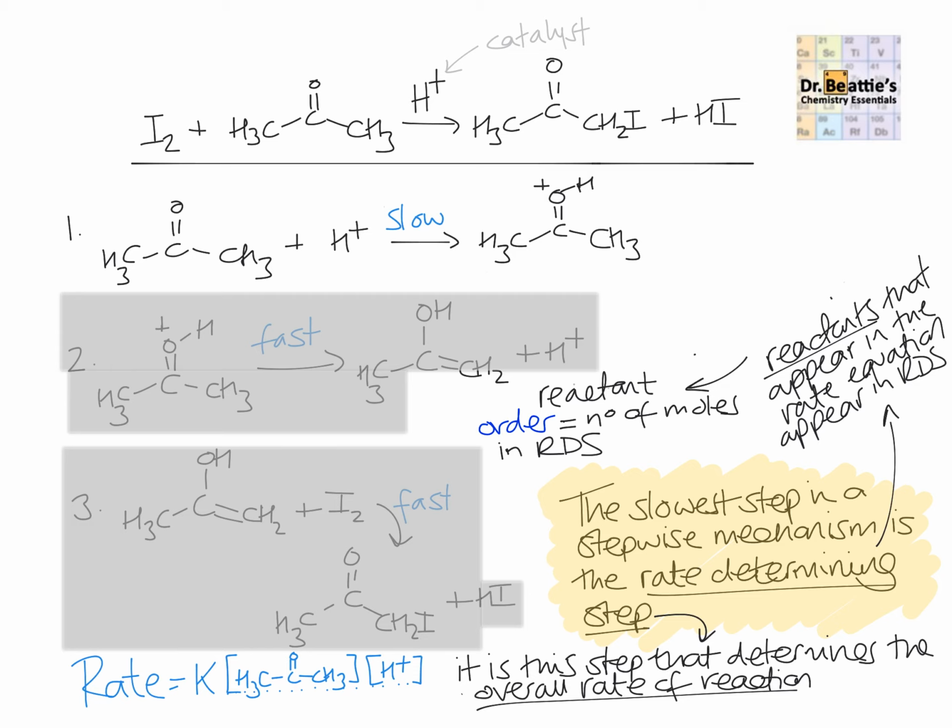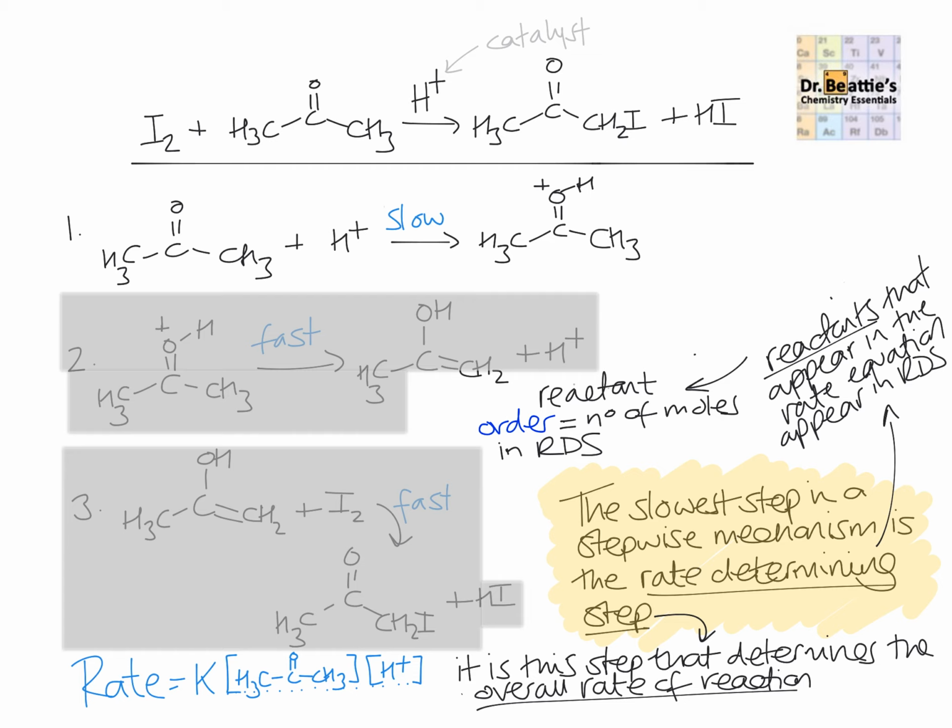Now, the other thing to notice is the reactant order that we're going to put in our rate equation here and here is all down to the number of moles in the rate determining step. As we only have 1 mole of the ketone and 1 mole of the H plus ions, then this rate equation is perfect as it is because they're both to the power of 1.